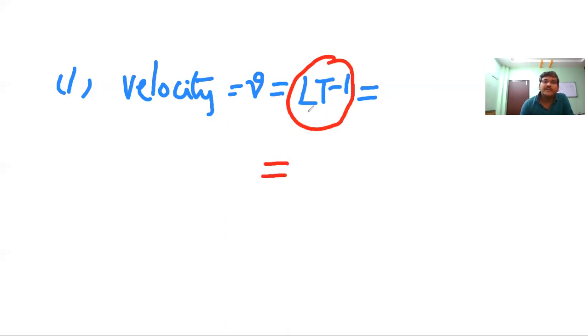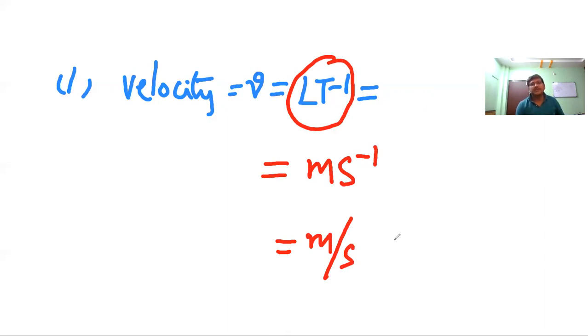L is length. Length unit is what? Meter. And T is for time. Time unit is what? Fundamental unit? Second. So, second to the power of minus 1. That means this is expressed as meter per second. Velocity unit is meter per second.